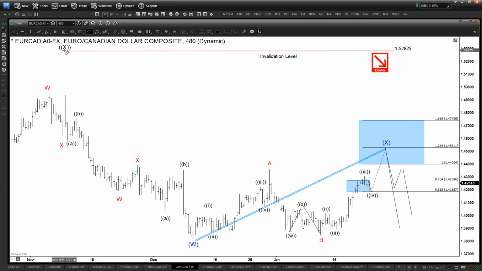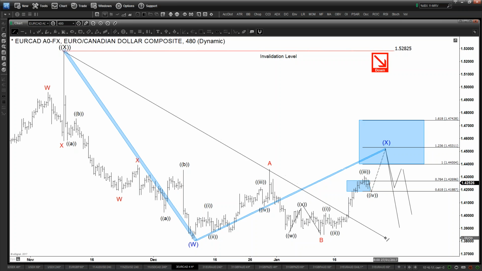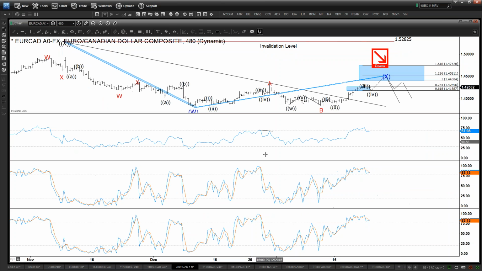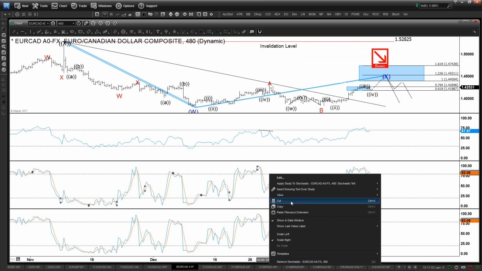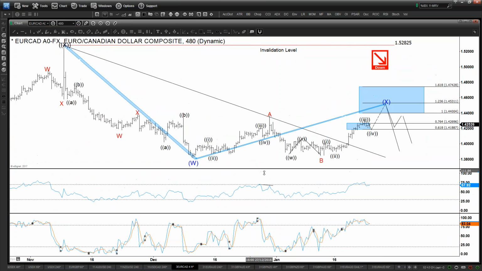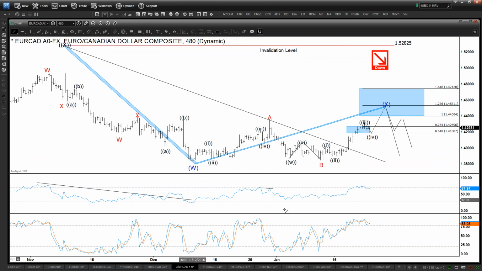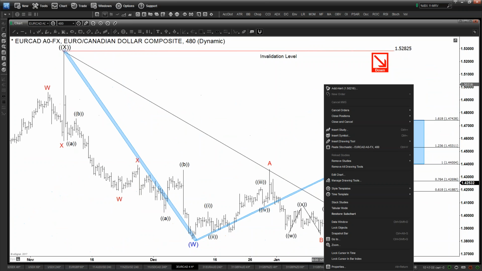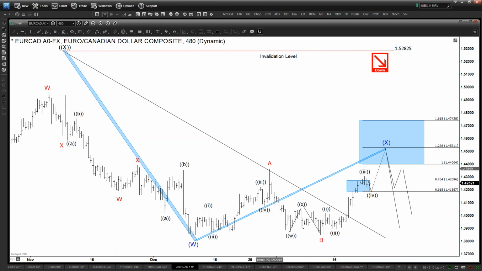That means we're still correcting the cycle. Of course, we've taken the price trend line clearly. And if I get rid of these, clearly we have broken the RSI trend line as well. So we certainly are still correcting the cycle from the peak. This pivot gave up also in this rally here.